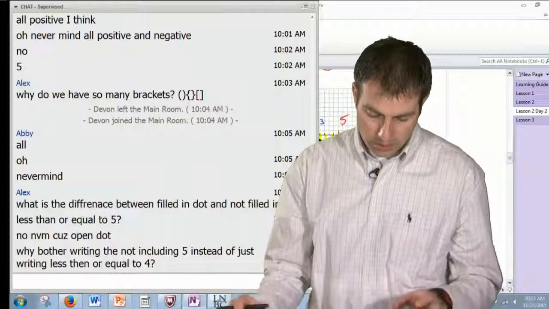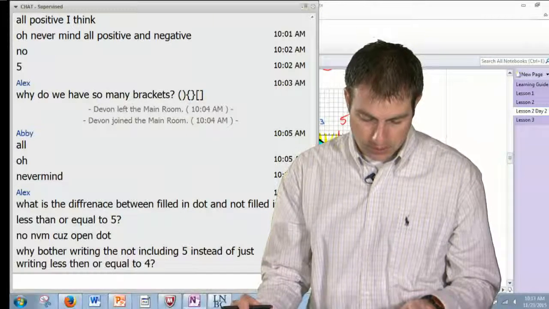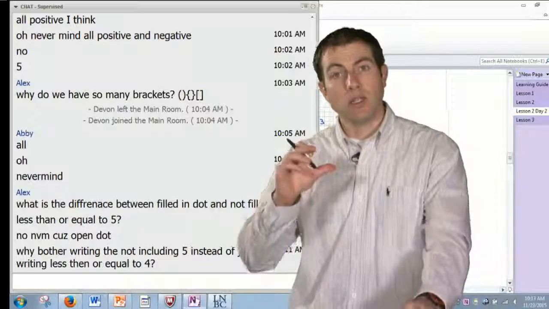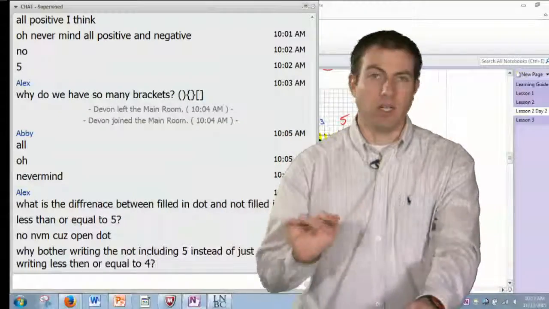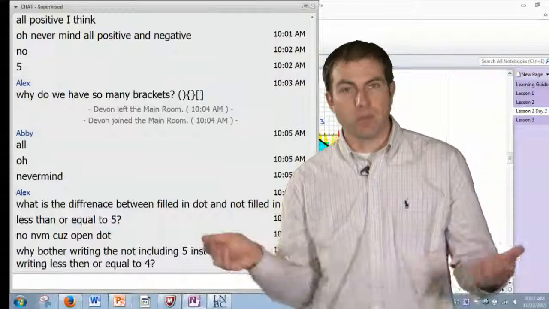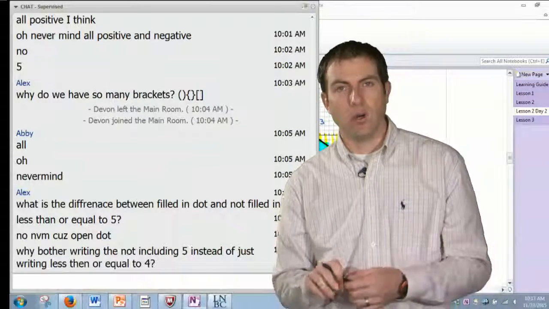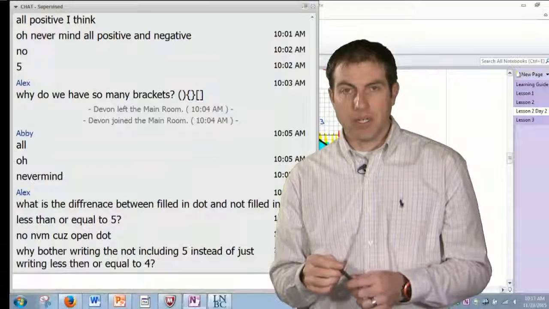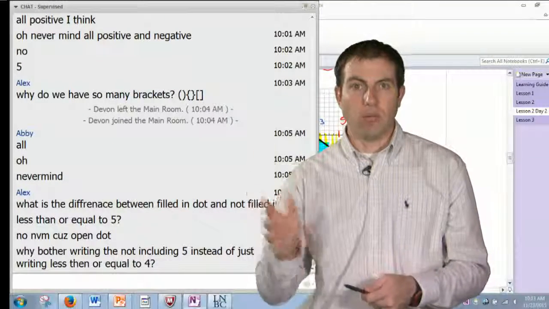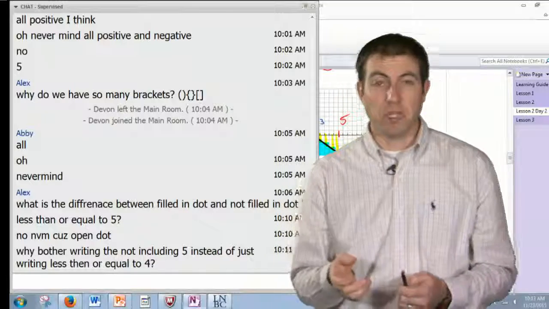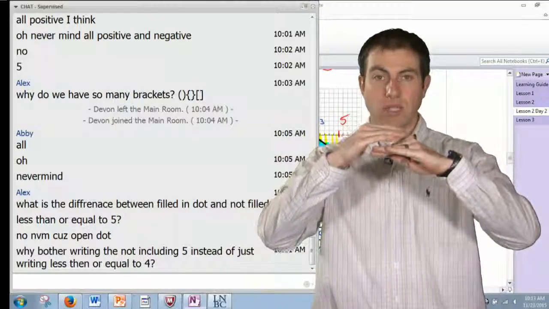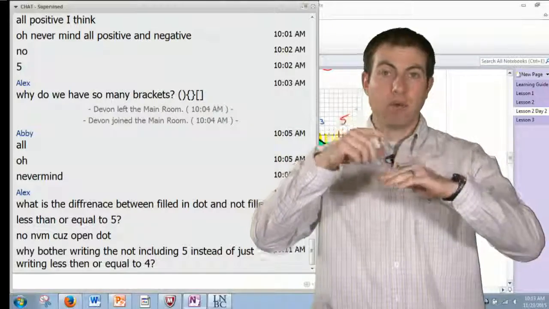Why bother writing not including 5 instead of just writing less than or equal to 4? We have all the values between 4 and 5. I have 4.1, 4.2, 4.3, and those are all not included. So we run into some problems with that. I know what you're thinking: oh, we're just dealing with whole numbers. But if you really think about it, we can break up that little space between 4 and 5 into literally an infinite number of pieces.